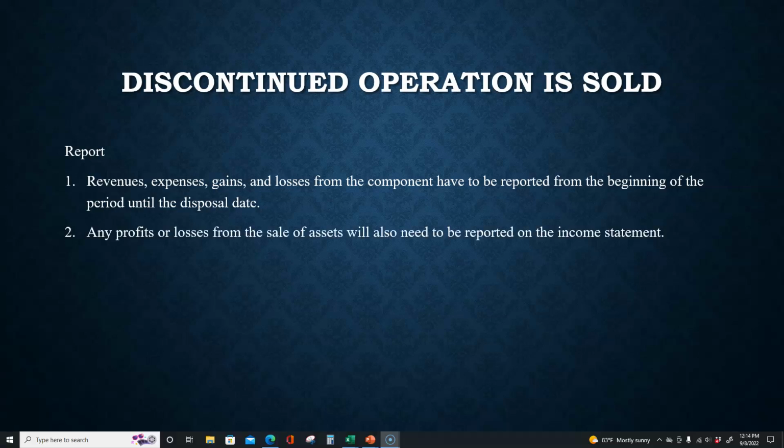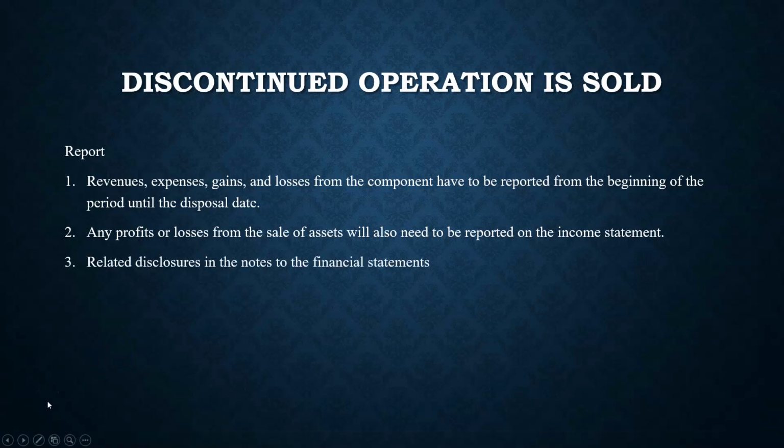Then you're also supposed to report any profits or losses from the sale of assets that were used by that discontinued operation. So the discontinued operation has some assets that they were using. Those assets will be sold, and the company needs to report any income or loss from the sale of those assets. On top of that, of course, any related disclosures will be reported in the notes to the financial statements.